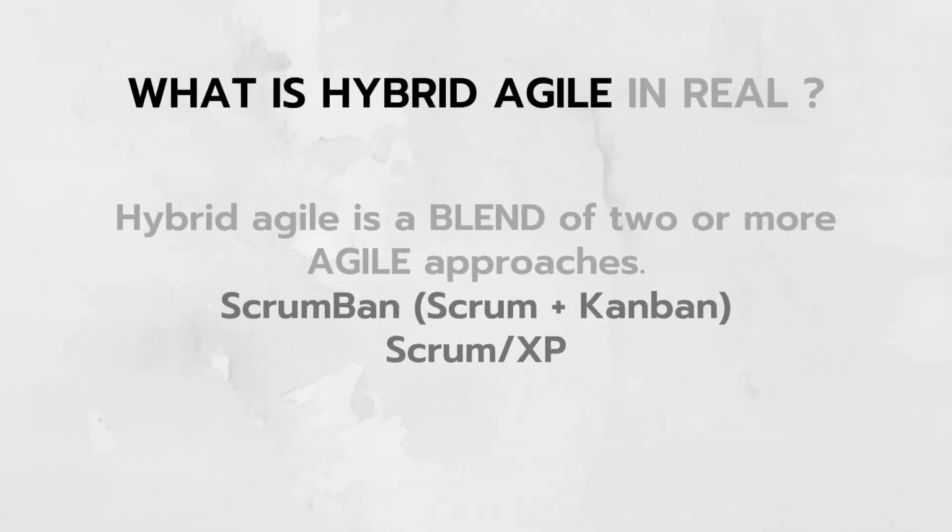Then what is hybrid agile in real? Well, hybrid agile is a blend of two or more agile approaches. Like I said, agile has different flavors like Scrum, Kanban, XP, and multiple other flavors. Hybrid agile in real is when we combine two flavors of agile and execute them. For example, Scrumban, wherein we combine two agile methodologies, Scrum plus Kanban. Scrum XP, wherein we combine two flavors of agile, Scrum plus XP.